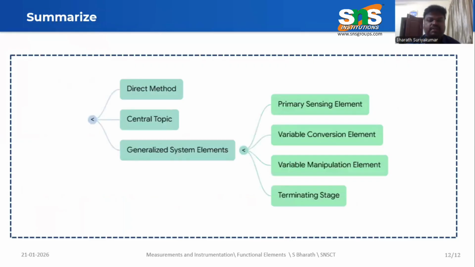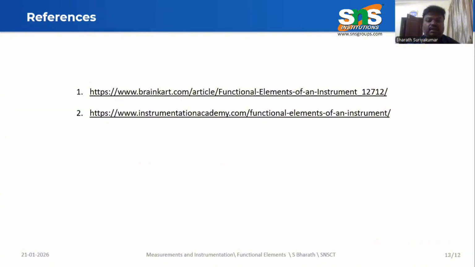So let's summarize. There are three different types of measurement techniques. One is direct measurements, then the second is indirect, and the third one is generalized system elements. These generalized system elements, which we have studied now, are the primary sensing elements, variable conversion elements, variable manipulation element, and the terminating stage.